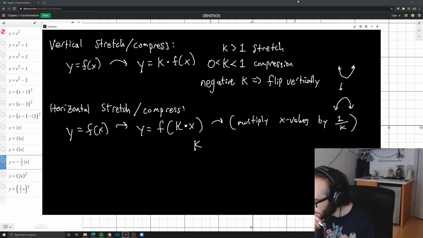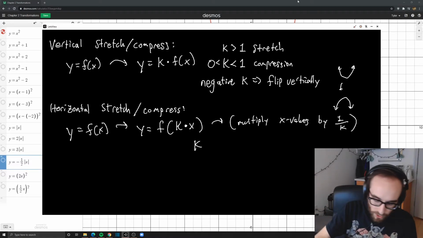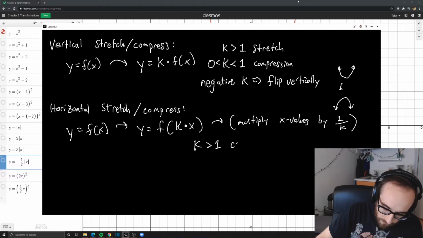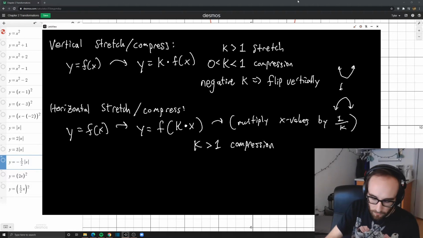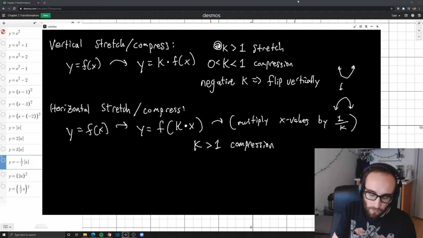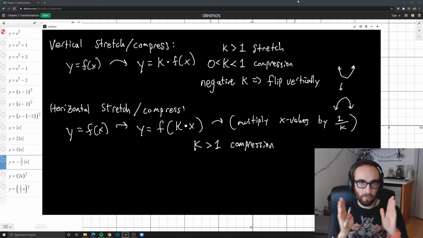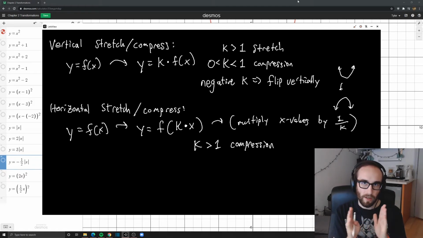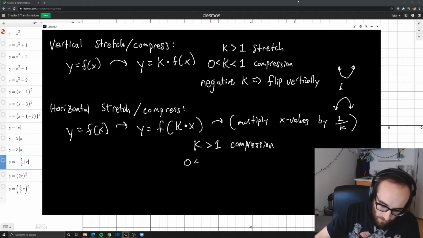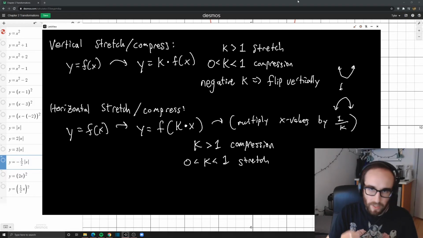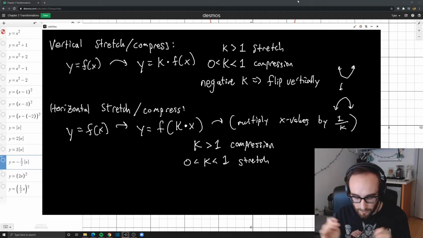So if k is greater than 1, then we have a compression. So kind of the opposite of what we had vertically. Vertically, if it's greater than 1, we have a stretch. In this case, if k is greater than 1, then we are compressing our function horizontally. In other words, our function is going to become, if it was a v-shape, narrower. If k is in between 0 and 1, we have a stretch. So we're taking our function and we're stretching it out horizontally.